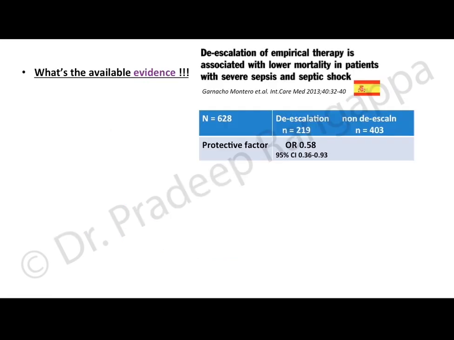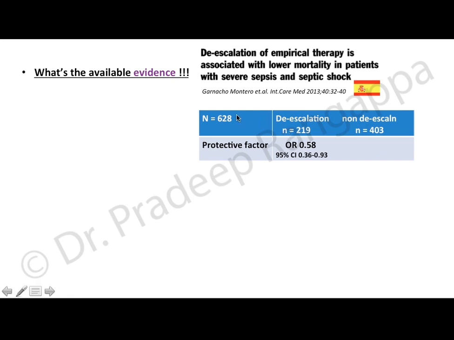So let's look into the evidence. This is one study which came from the Spanish group in 2013. The title of the study is De-Escalation of Empiric Therapy is Associated with Lower Mortality in Patients with Severe Sepsis. Empiric means they started empirically, thinking it is sepsis. So you de-escalate in patients where you may have thought it is sepsis and started empirical antibiotics, and if you stop, it led to better survival.